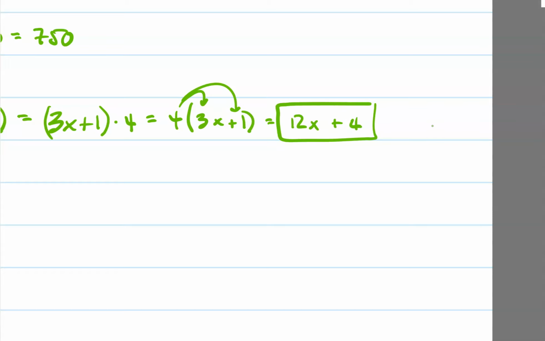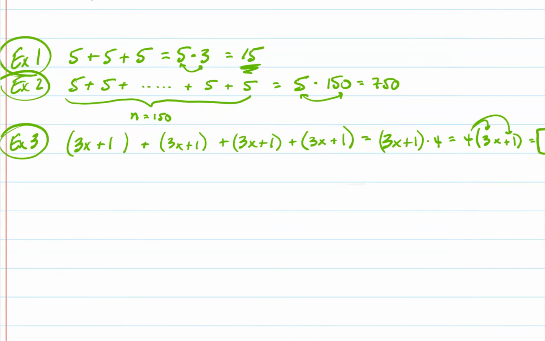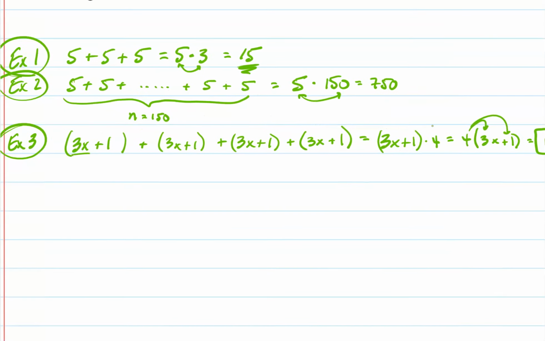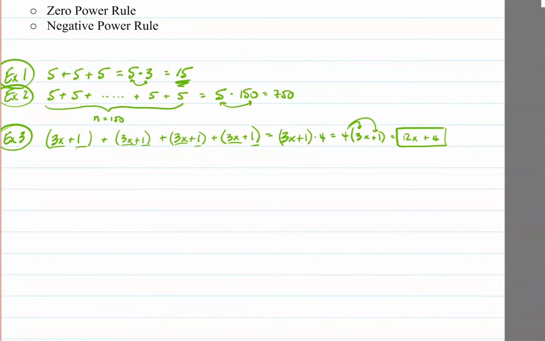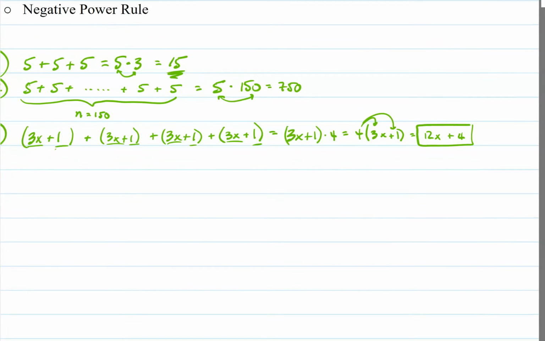And this multiplication, again, saves us some time. Instead of having to add 3x with 3x 4 times in a row and the 1s with each other 4 times in a row, to avoid all of that extra hassle, we've resorted to multiplication as a quicker way to perform repeated addition.